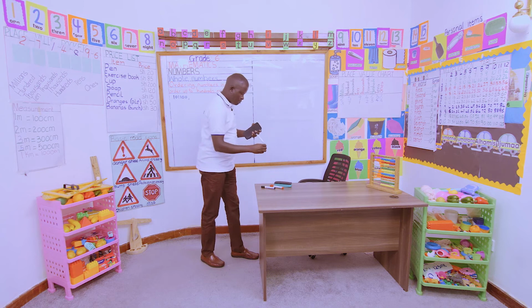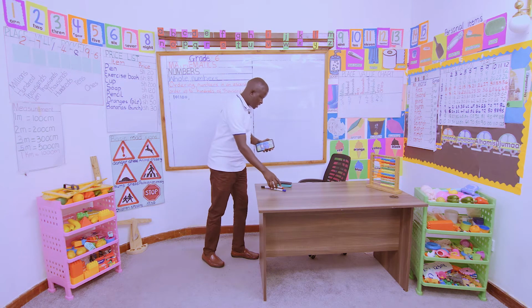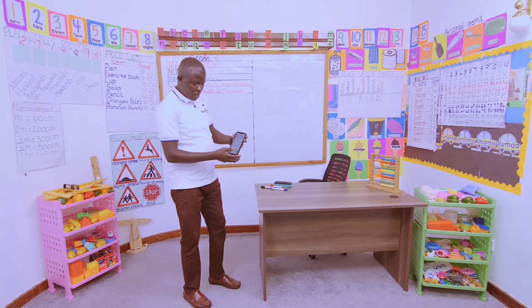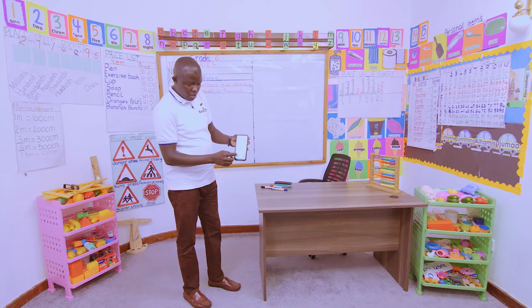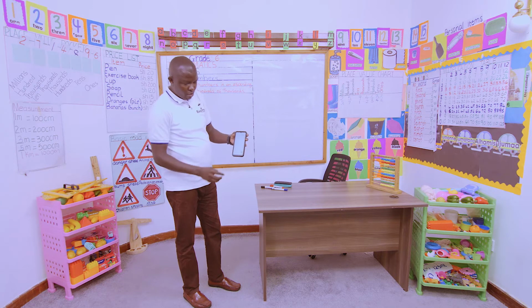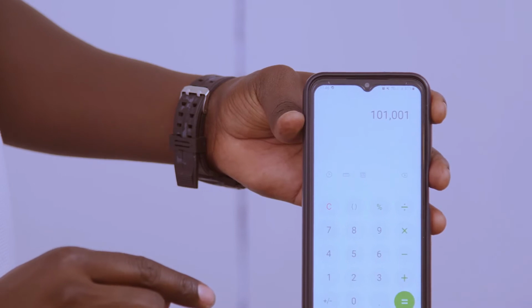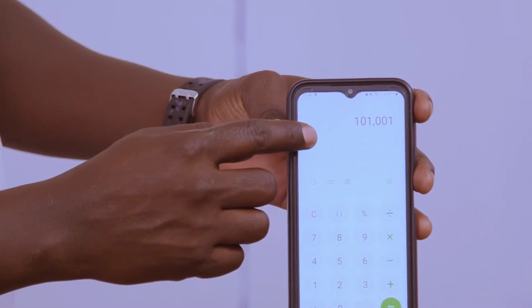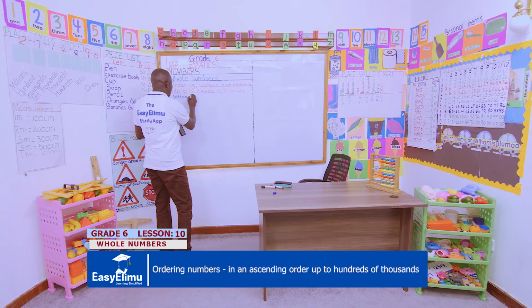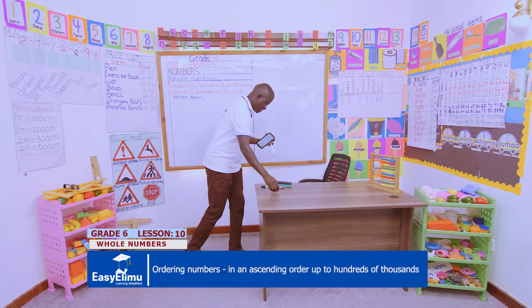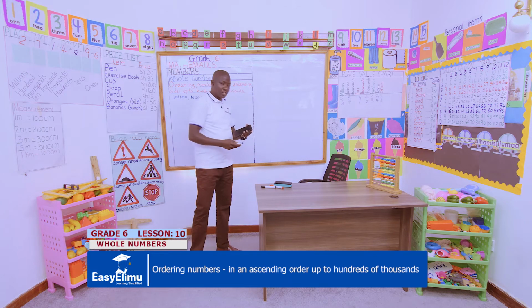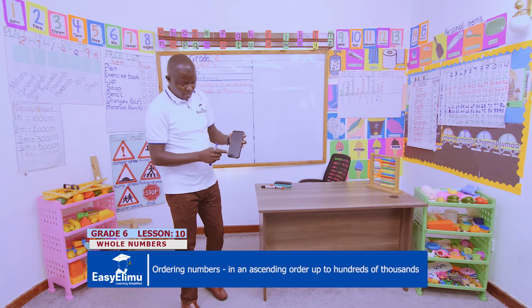You can also pick another number using the same calculator, like 101001. That is another number that we have picked. Make sure you also write it down. Remember, this is group work. You are not working alone, you're working as a team. So whenever you do this, give your group members a chance to do the same.